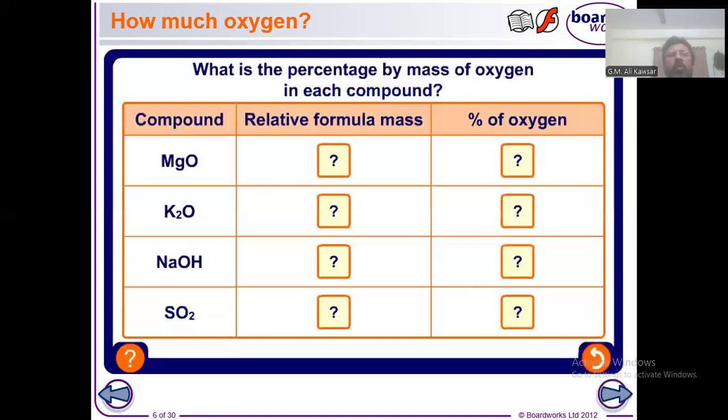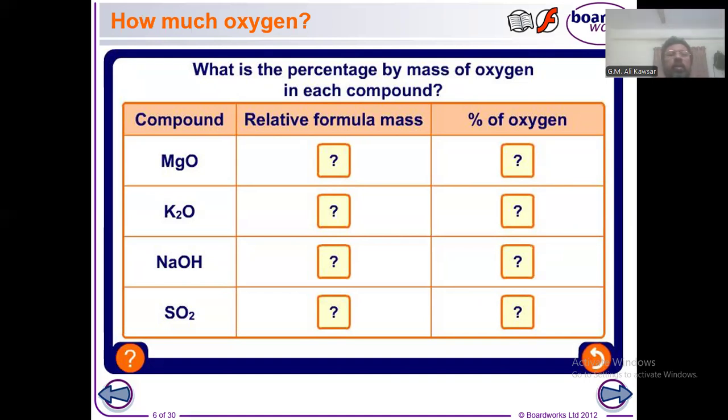So this type of problem you can practice at home. Here is how we can find out the percentage amount of oxygen in these different compounds. All of these compounds contain oxygen: magnesium oxide, potassium oxide, sodium hydroxide, and sulfur dioxide. If I ask you which substance contains the maximum amount of oxygen, you can do the calculation which we have just learned in the previous slides.